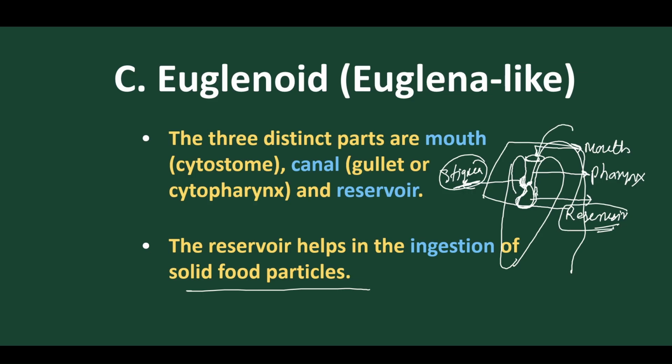The food is engulfed, taken in and transported, and it moves down. Here we find contractile vacuoles and food vacuoles. These food vacuoles digest the food and then distribute it throughout the cell. So this is how it behaves with animal nature, in the upper part.